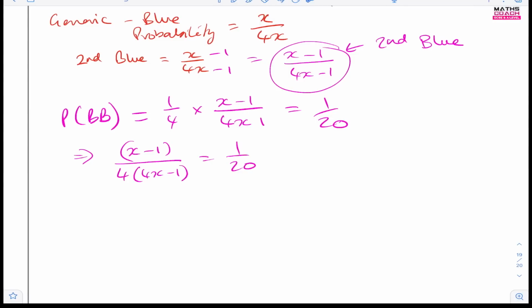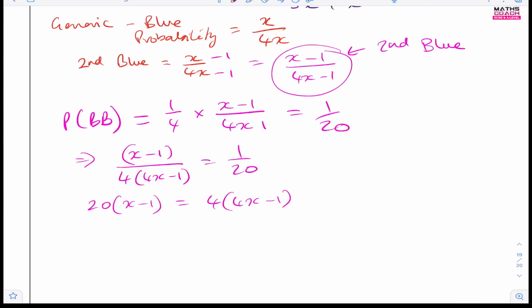Next, we can do one of two things. We can either multiply this bracket out, or we can cross multiply. So this will multiply up here, and this 20 will multiply up here. So let's go ahead and do that one. So 20 bracket x minus 1 would be equal to 4 bracket 4x minus 1 times by 1, which we don't need to write.